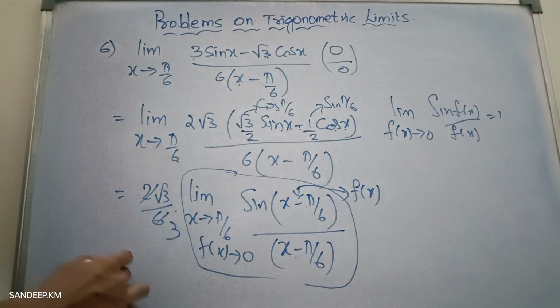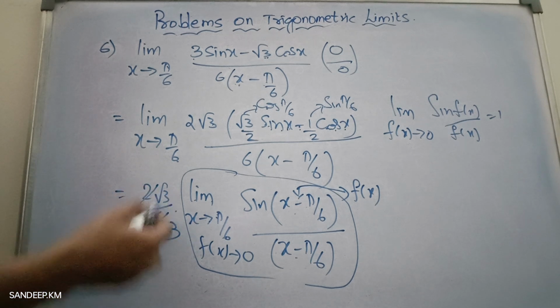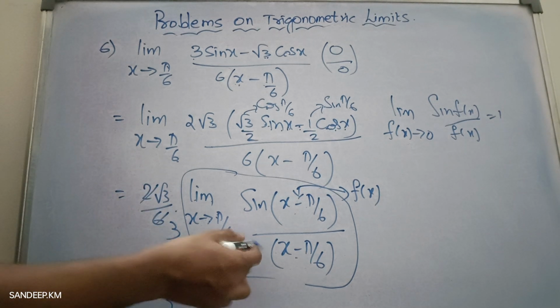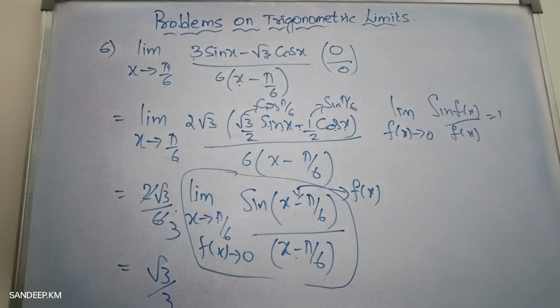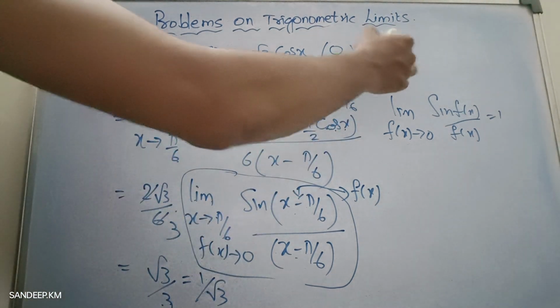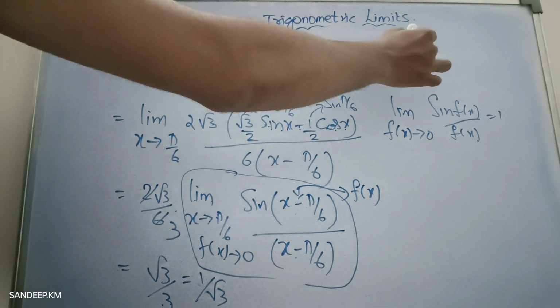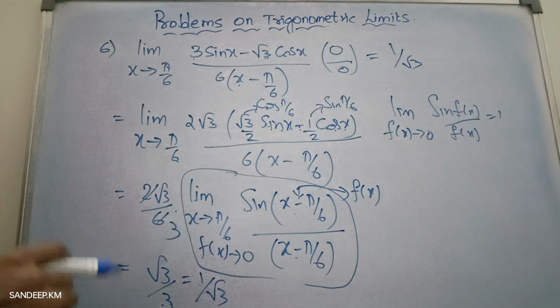2 1s are 2, 2 3s are 6, so you can leave the answer as root 3 by 3 into 1. Or you can rewrite this 3 as root 3 into root 3. Root 3 cancels, and you will get 1 by root 3 as answer. So the answer is root 3 by 3 or 1 by root 3. Anything is fine. So that is the answer for this question.